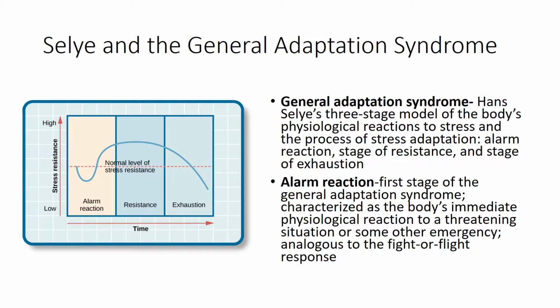There's also Selye's general adaptation syndrome. The general adaptation syndrome is a three-stage model of the body's physiological reactions to stress and the process of stress adaptation. It includes alarm reaction, stage of resistance, and stage of exhaustion. The alarm reaction is the first stage of the general adaptation syndrome, and it characterizes the body's immediate physiological reaction to a threatening situation or some other emergency. It's analogous to the fight or flight response.